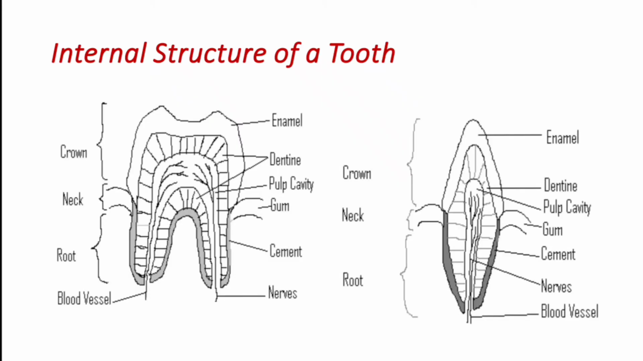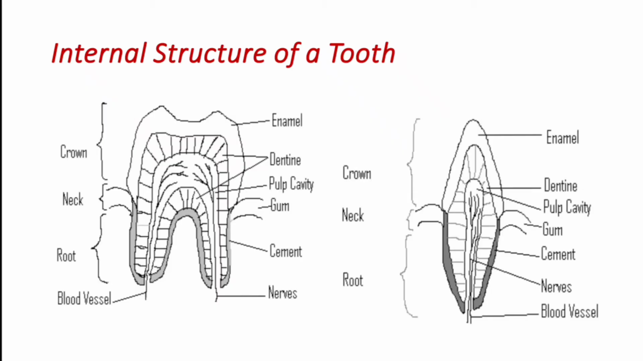Okay, so now we've got the enamel, we've got the dentine. As you can see, we've got the pulp cavity, which is a space within the tooth. And then we've got the gum. And then we've got the cement, and then we've got nerves as well as blood vessels. So pause the video, look at these 2 diagrams, and then you can play the video again.